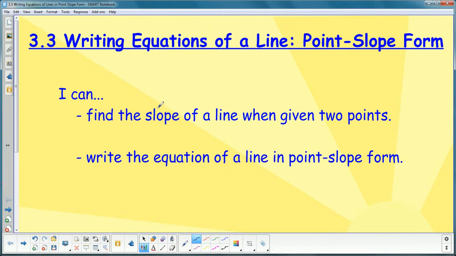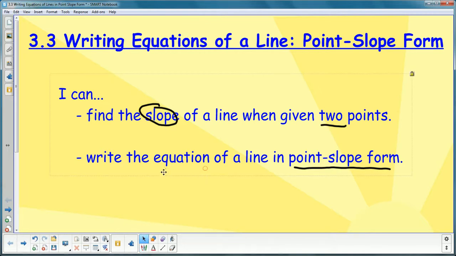So 2 big things. By the end of this lesson you're going to be able to find slope given 2 points, and then after that we're going to be able to write the equation of a line, and again we're going to use something called point slope form, which is different than something we've talked about in the past called slope intercept form. Okay, it's probably going to be a little easier to write the equation this way.